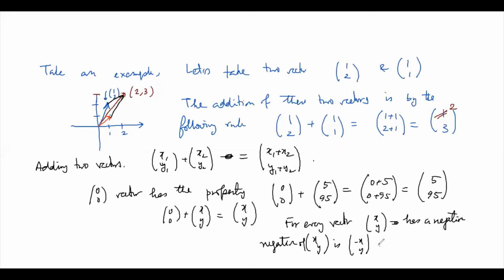Now, why do we call it a negative? Because if we add these two, you'll get 0. Notice that (x, y) plus (minus x, minus y) equals (x minus x, y minus y), which is the zero vector. Okay, so we have a zero vector.